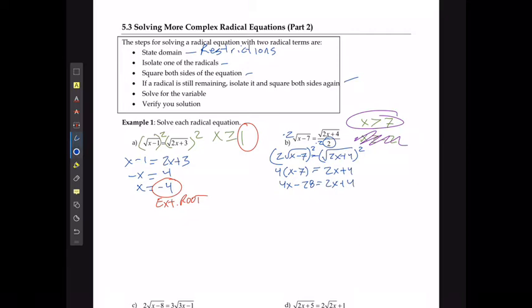Move the x's to the left-hand side, and I get 2x's. Move the negative 28 to the right-hand side, and I get 32. Or x is equal to 16.